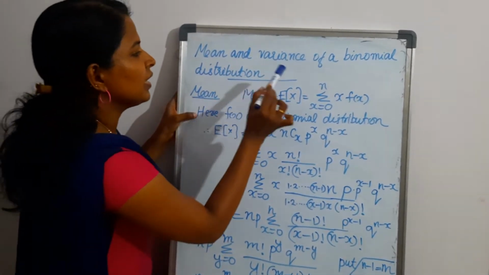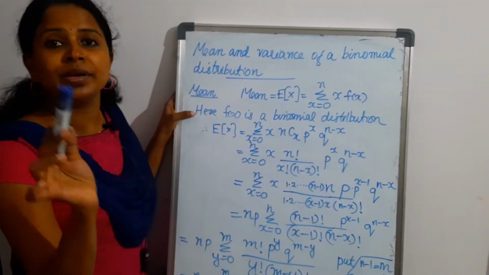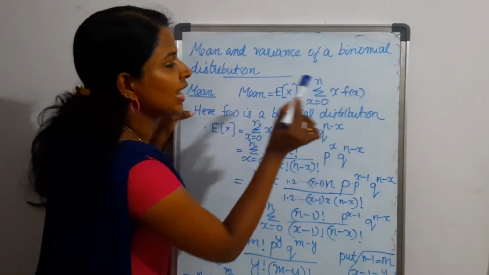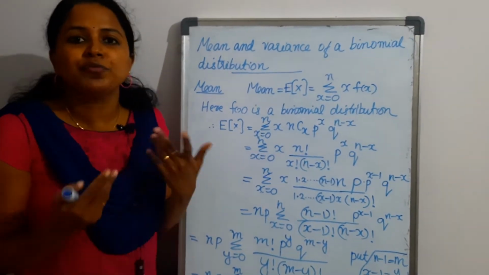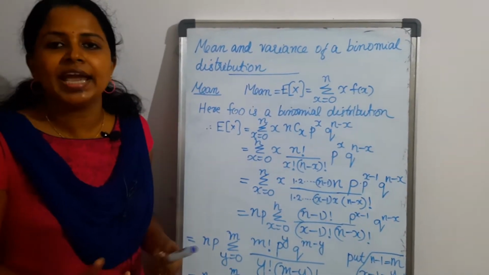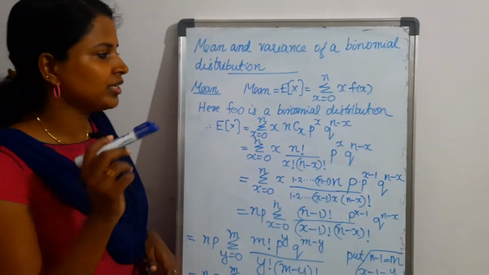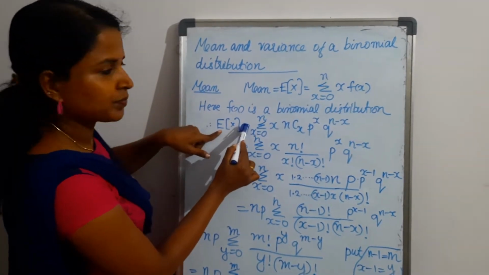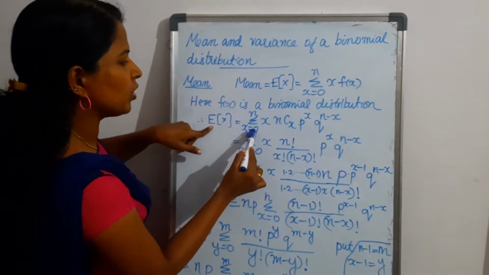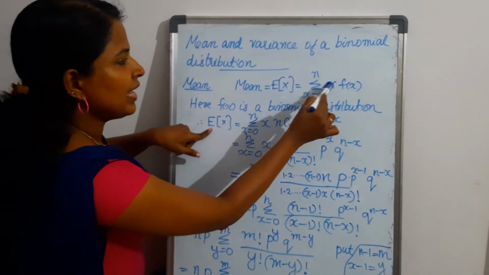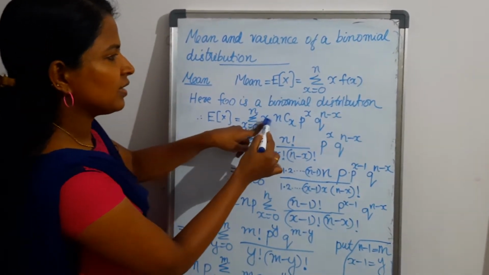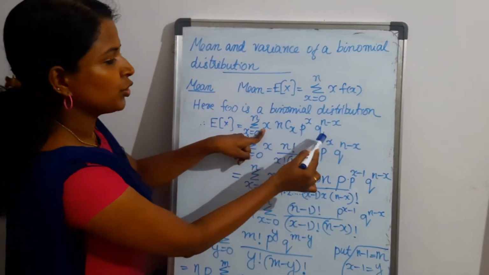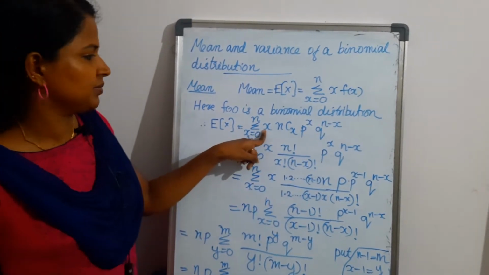Here f of x is a binomial distribution. What is f of x for the binomial distribution? It is nCx, p raised to x, q raised to n minus x. So E of x is equal to the sum over x equal to 0 to n of x times nCx, p raised to x, q raised to n minus x.